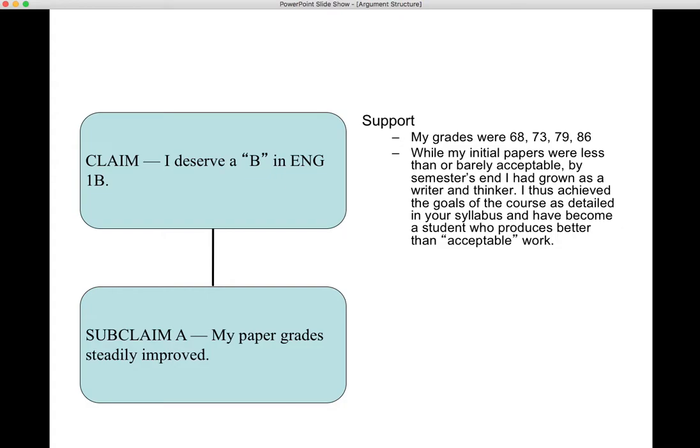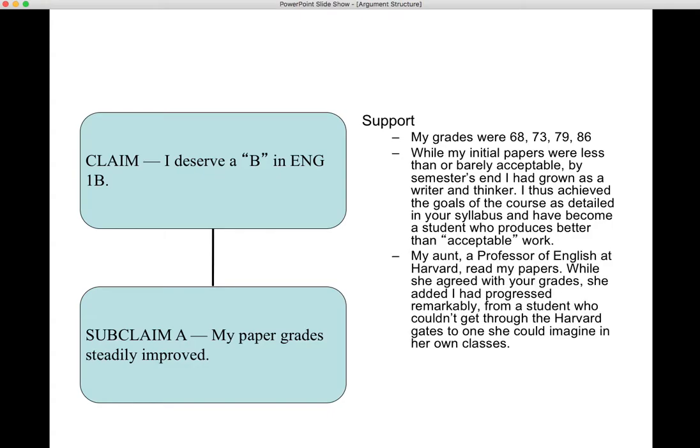While my initial papers were less than or barely acceptable, by semester's end I had grown as a writer and thinker. I thus achieved the goals of the course as detailed in your syllabus and have become a student who produces better than, quote-unquote, acceptable work. So I go through and I give my reasoning. I explain why that evidence helps support that this is worthy.